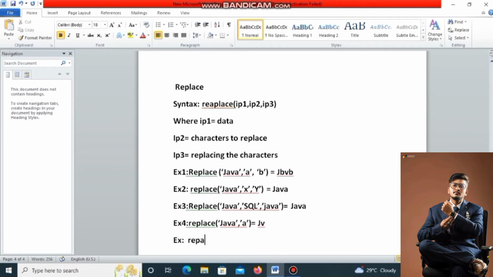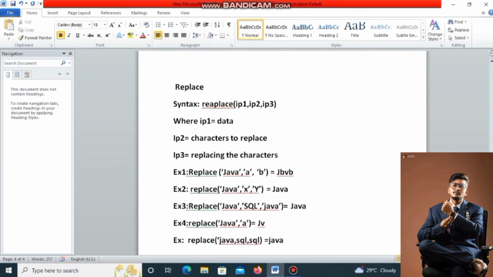Replace Java, comma, SQL, comma, SQL. Here the output, can you guess what is the output? The output would be Java only.